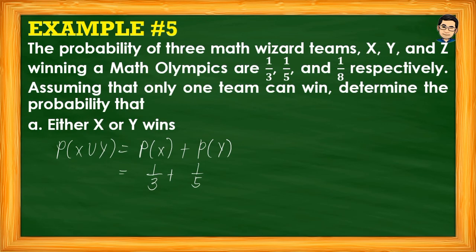Okay. So, kunin lang natin yung LCD, least common denominator, of 3 and 5, that is 15. 15 divided by 3, that is 5 times 1, 5. Plus, 15 divided by 5, that is 3 times 1, 3. And then, i-add lang po natin yan. 5 plus 3 will give us 8 over 15. So, the probability that either Team X or Team Y wins is 8 over 15.